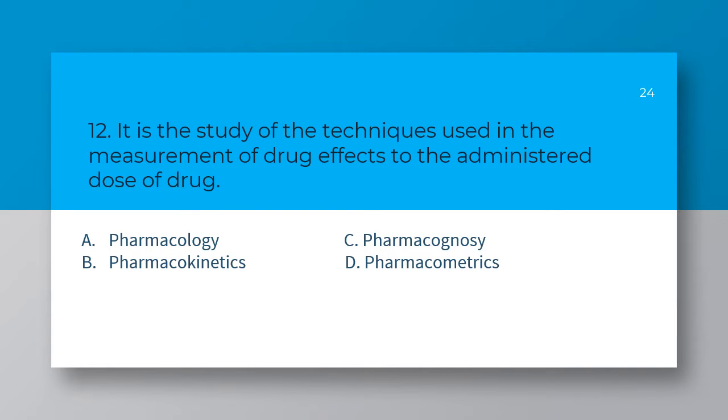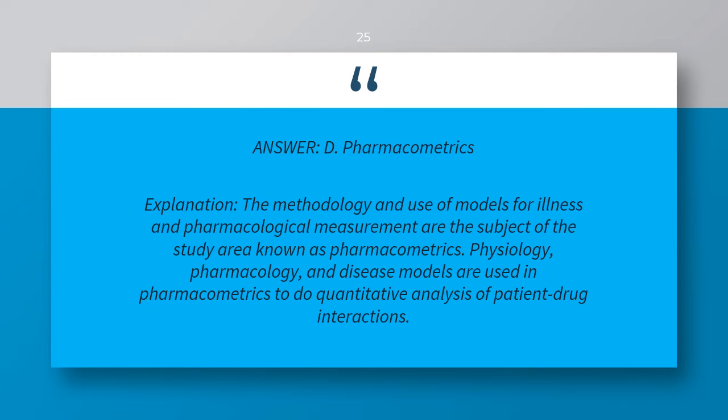Number 12. It is a study of techniques used in the measurement of drug effects to the administered dose of drug. Answer is D. Pharmacometrics. The methodology and use of models for illness and pharmacological measurement are the subject of the study area known as pharmacometrics. Physiology, pharmacology, and disease models are used in pharmacometrics to do quantitative analysis of patient-drug interactions.